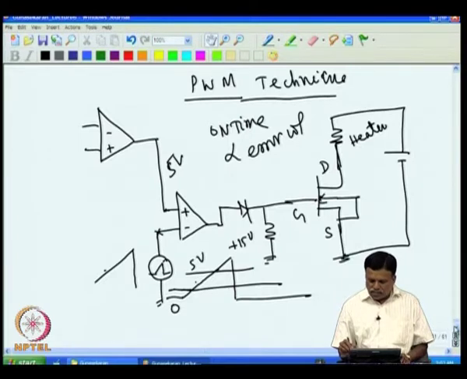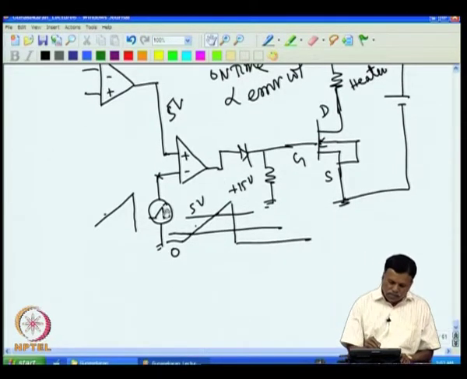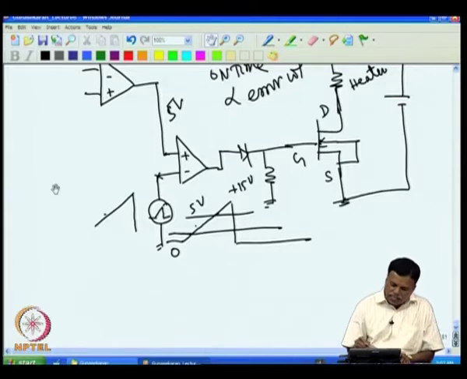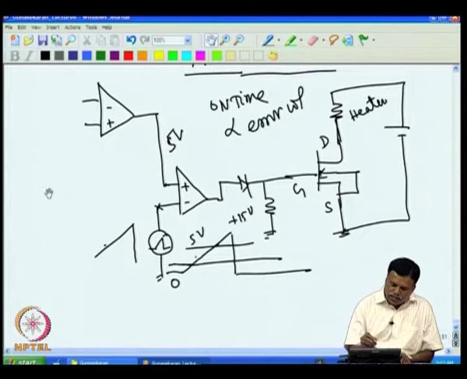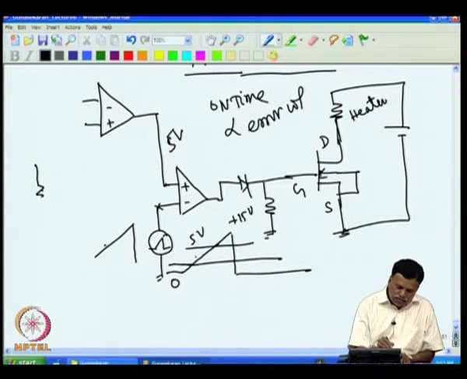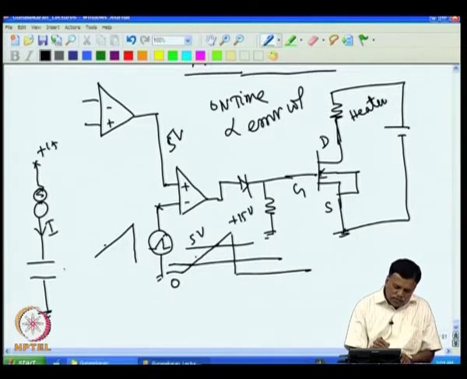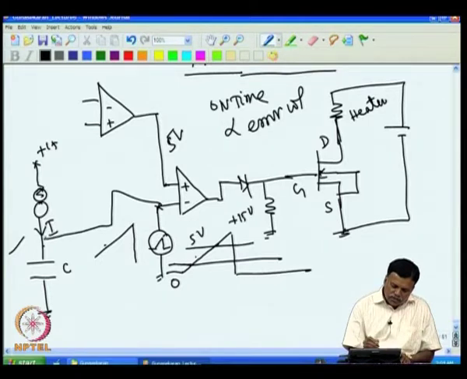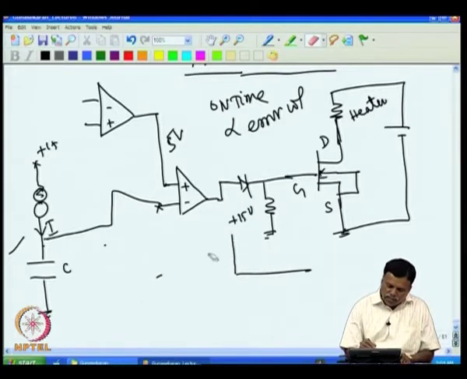There are many ways we can design the sawtooth wave. For example, one easy way: we have already seen the current source. I can have a constant current source and put a capacitor here. For example, this is plus 15, and a constant current I always flows. With a capacitor C, the voltage at this point will rise linearly. I can give this to this point. Say I want it to reach 10 volt and repeat. I can stop it once it reaches 10 volt.